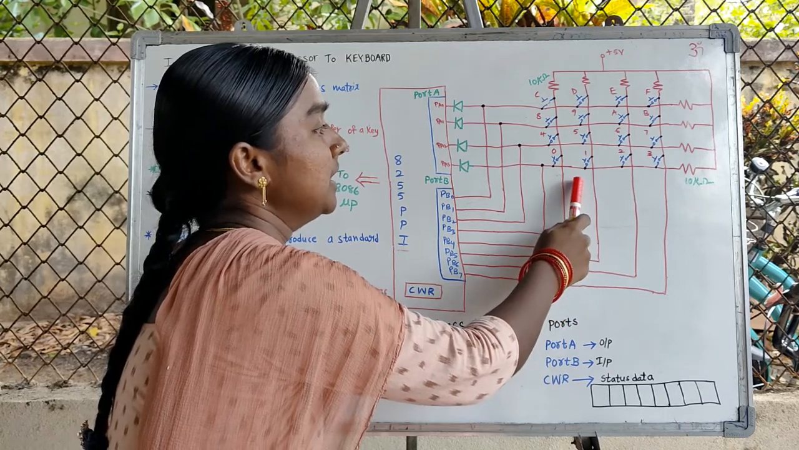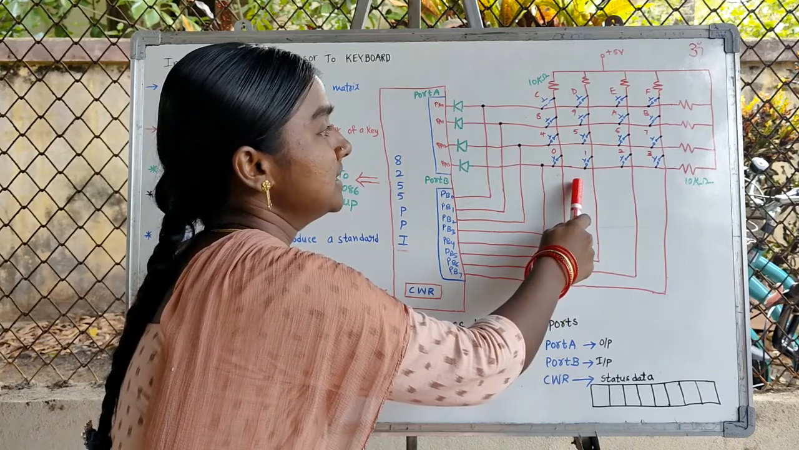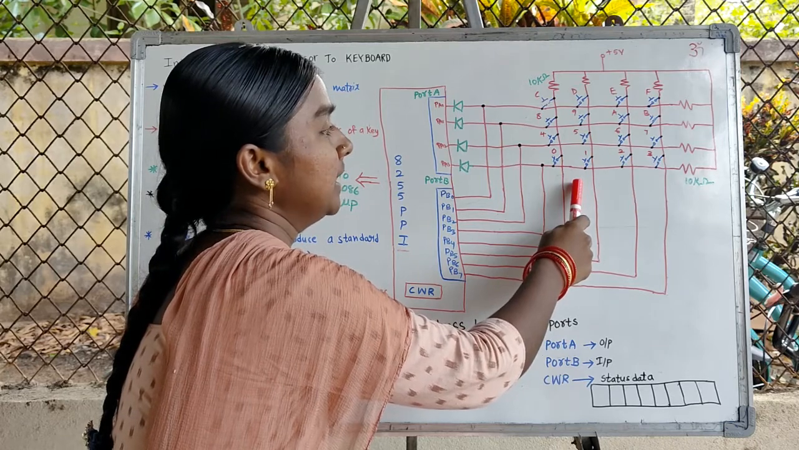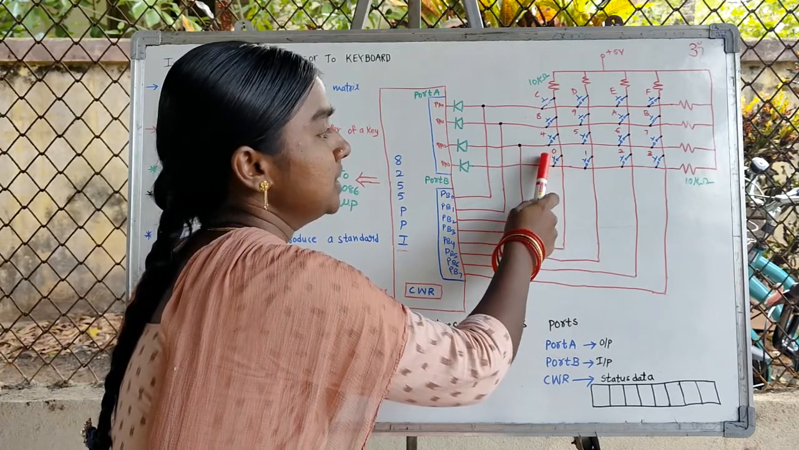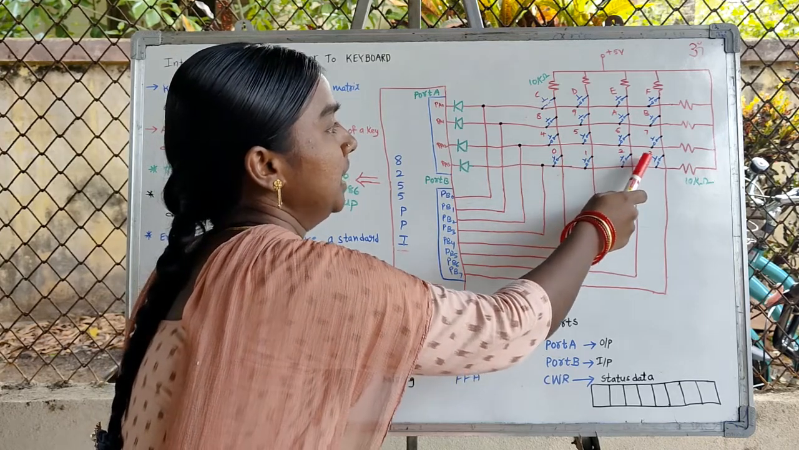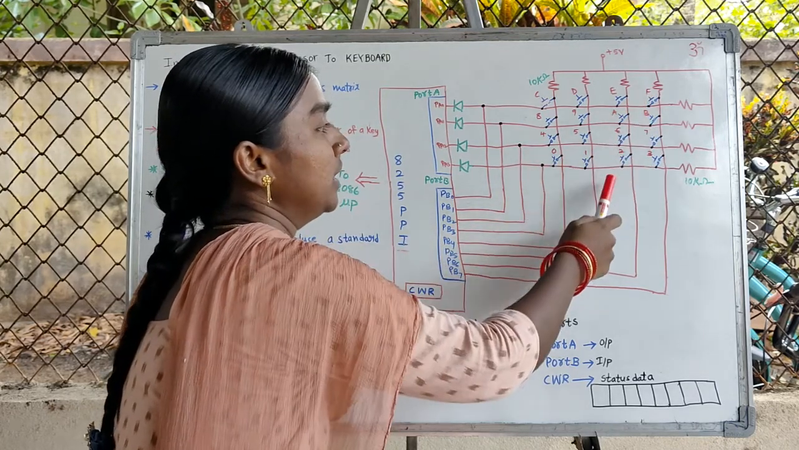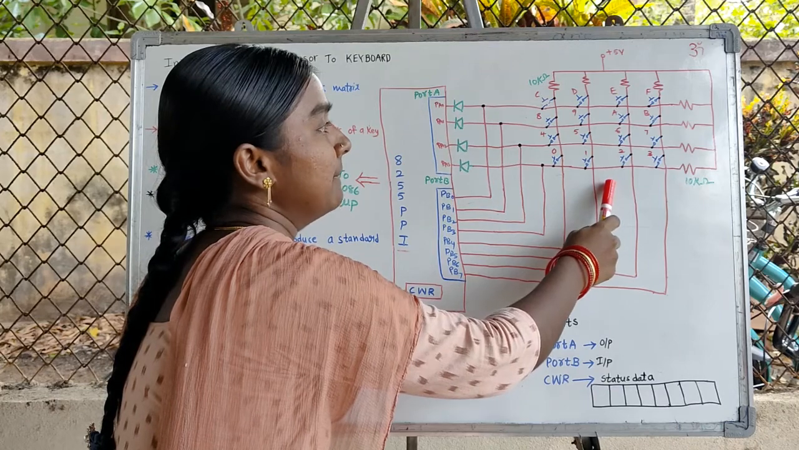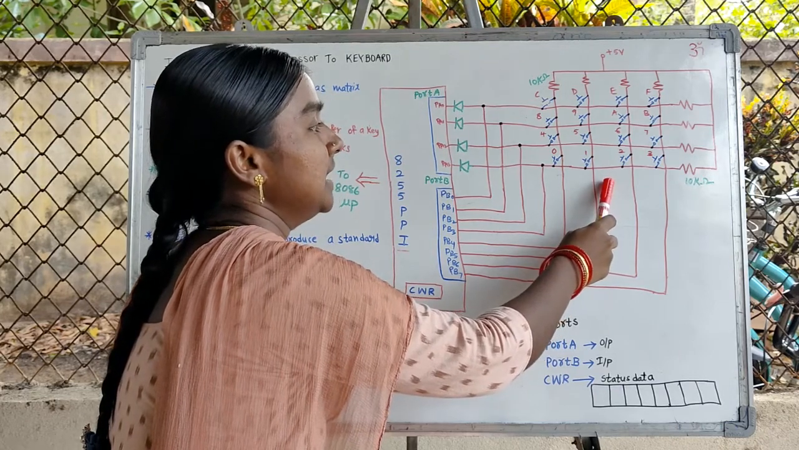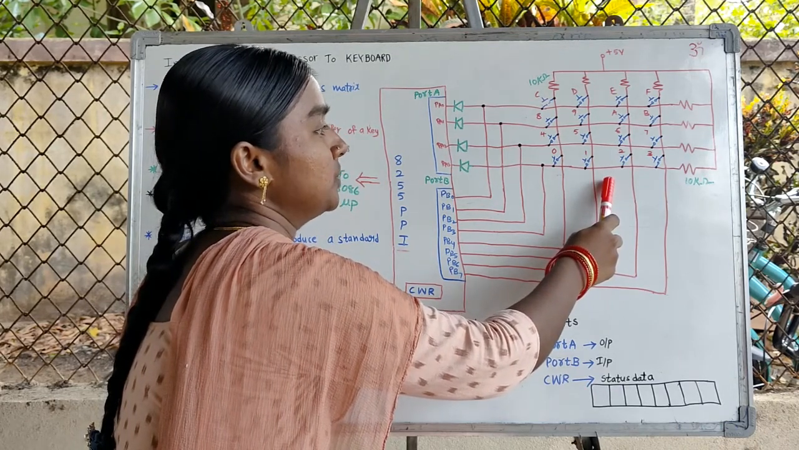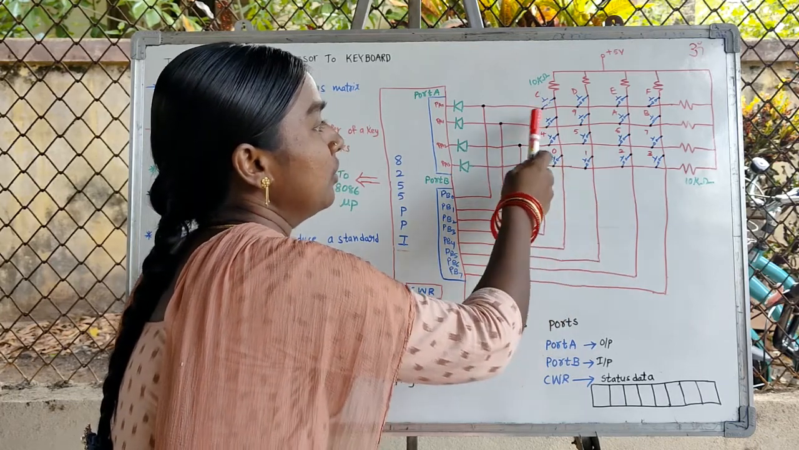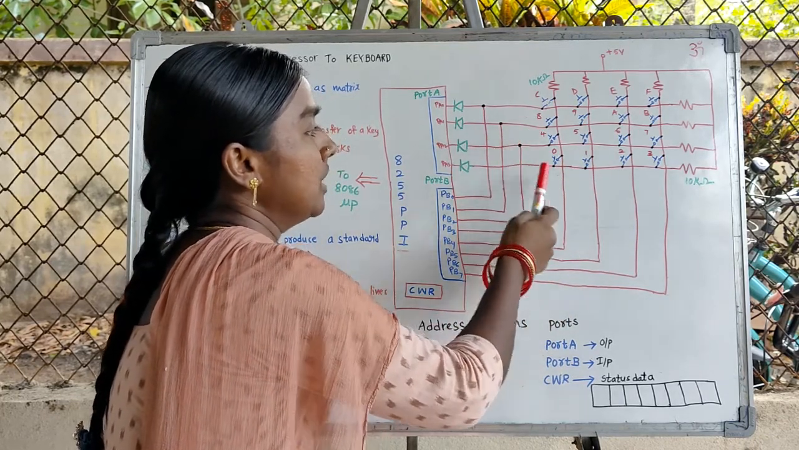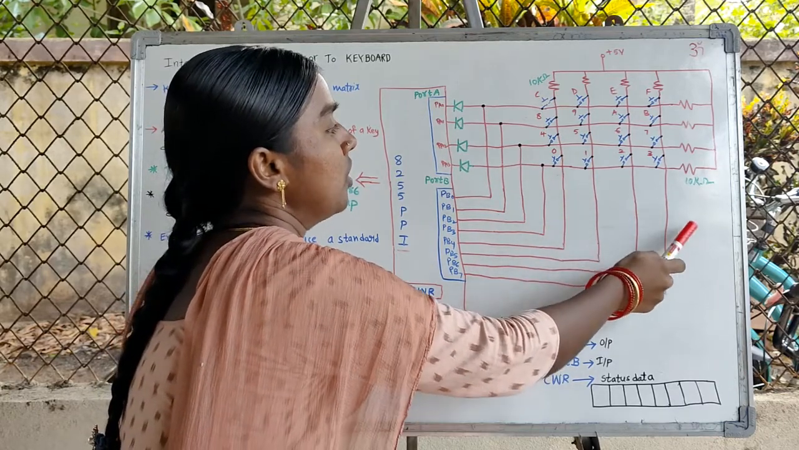This hexadecimal keyboard consists of 16 keys, as shown here, from 0, 1, 2, 3, and so on up to F. So totally it consists of 16 keys. These keys are mechanical push buttons, connected row wise in 4 rows and column wise in 4 columns.